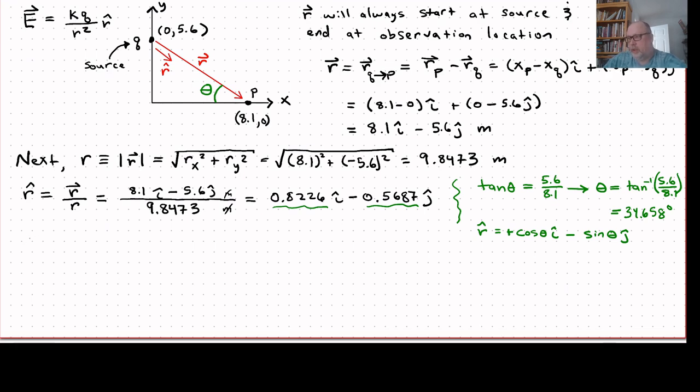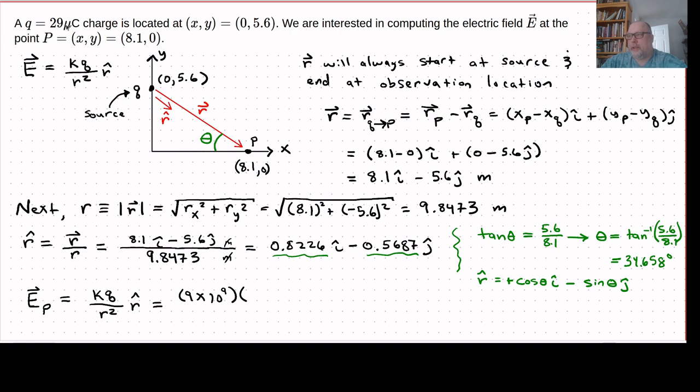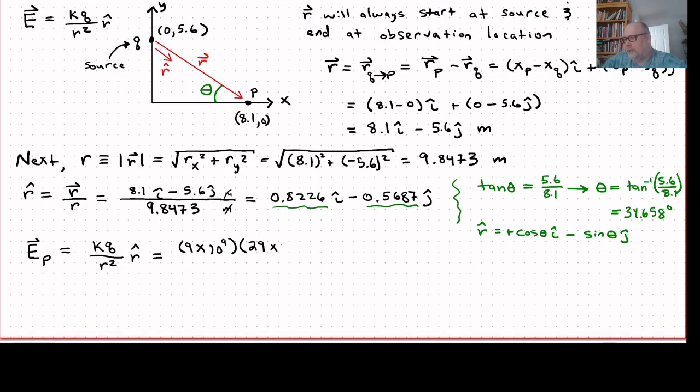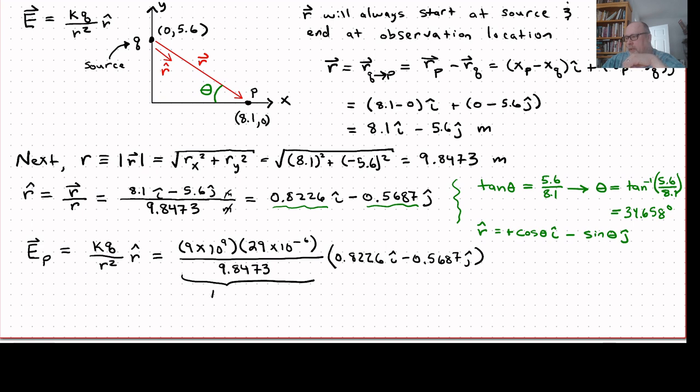So next, we're ready to use our full formula for the electric field. The electric field at this point is equal to k q over r squared times r hat. k is about 9 times 10 to the 9th. We're told that our charge is 29 micro-coulombs. That little Greek letter mu means micro, so that's one millionth, or 10 to the minus 6. So that's 29 times 10 to the minus 6 coulombs, all over the distance squared, which was 9.8473. And then this is all getting multiplied by r hat, which we found was 0.8226 i hat minus 0.5687 j hat.